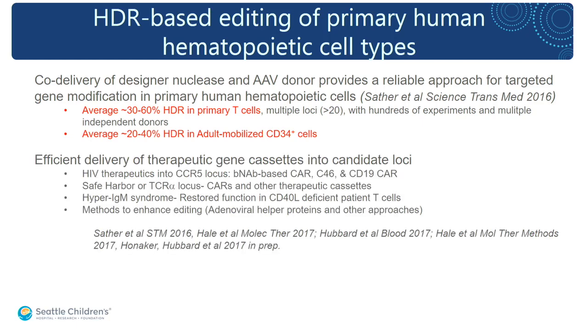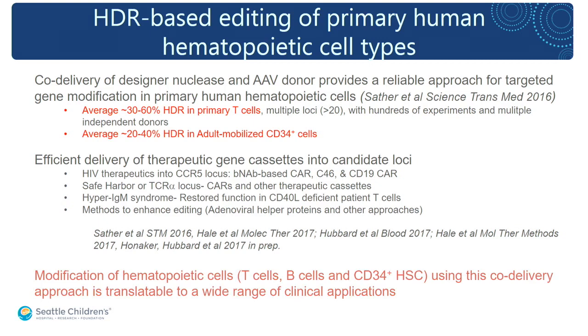As an example, we've been able to introduce HIV anti-therapeutics into the CCR5 locus in T cells. We've put CARs, chimeric antigen receptors, into the TCR alpha locus. We've rescued a disease called hyper-IgM, which is a defect in primary T cells. And we have a number of ways of improving the editing efficiency in these platforms. With this in hand, we're really on the crux of moving this into a broad range of clinical applications. What I'm going to tell you about today is two of those applications.